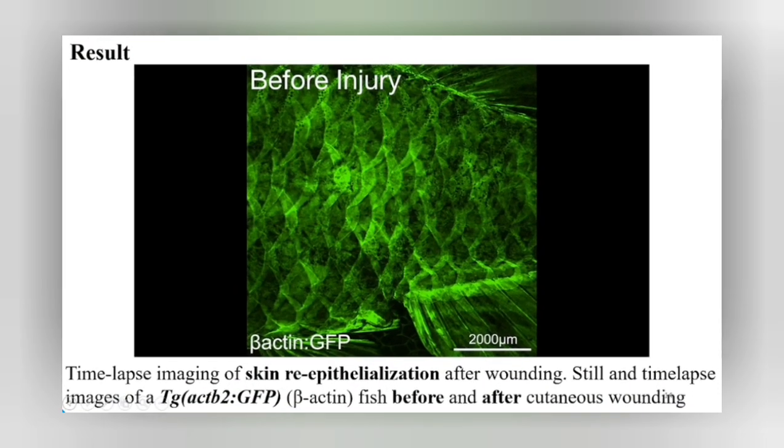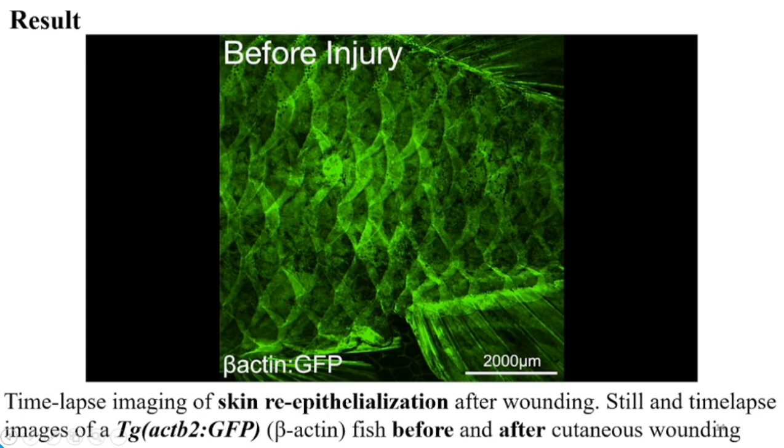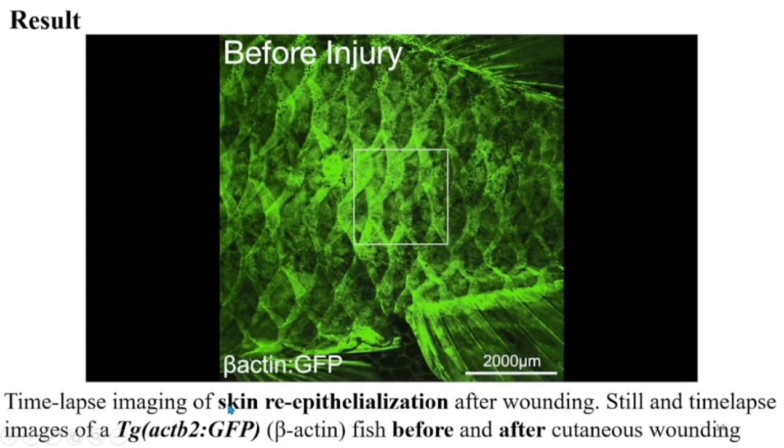For understanding the process of wound healing, first we have the time-lapse imaging of the skin re-epithelialization after wounding. Here we have the still and time-lapse images of the beta-actin fish before and after cutaneous wounding. First we have the still image of the fish prior to the injury, including the zoomed-out image and a close-up image of the wound site.